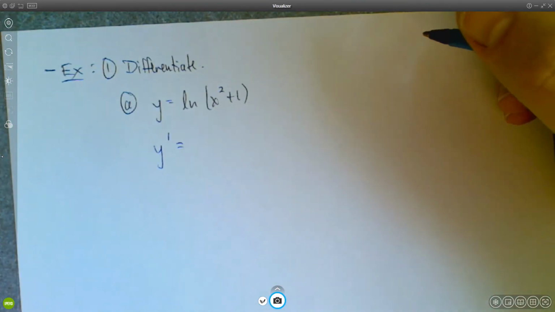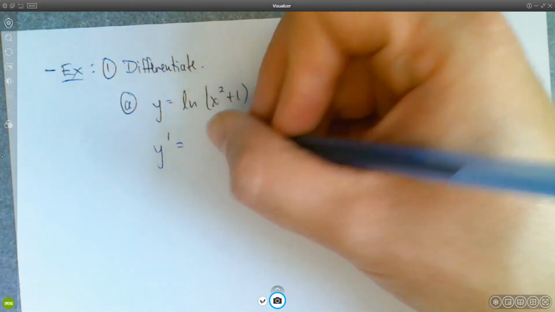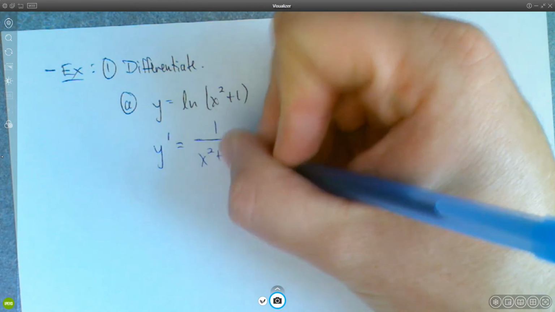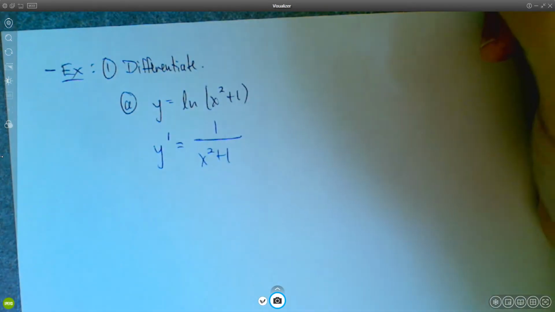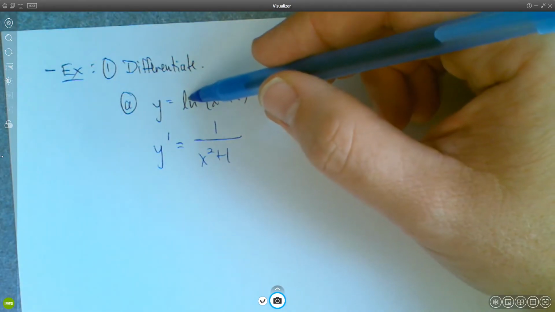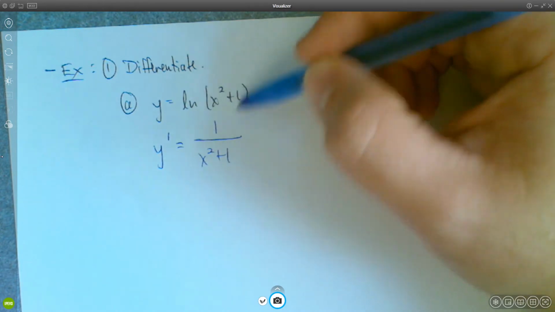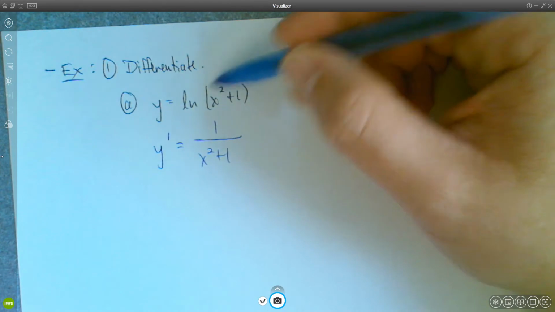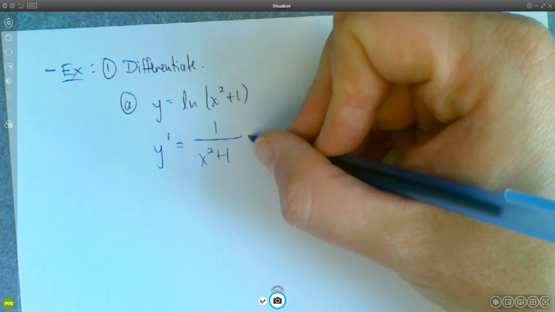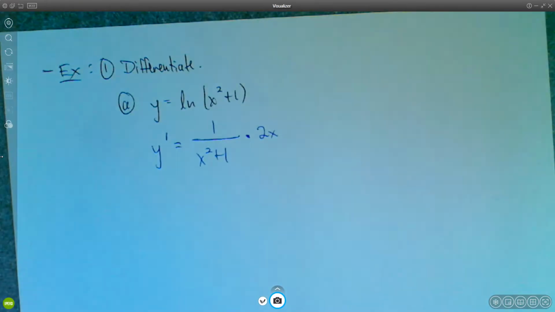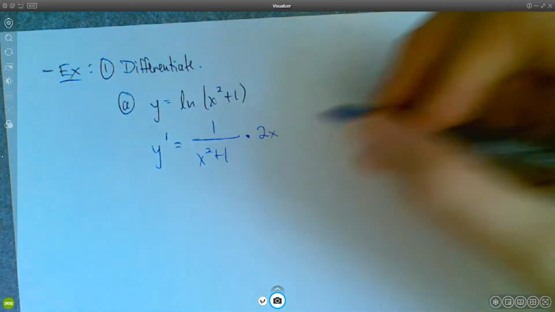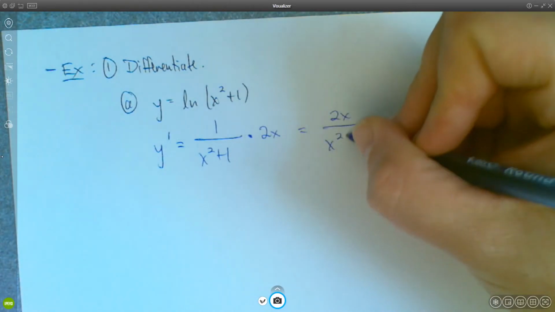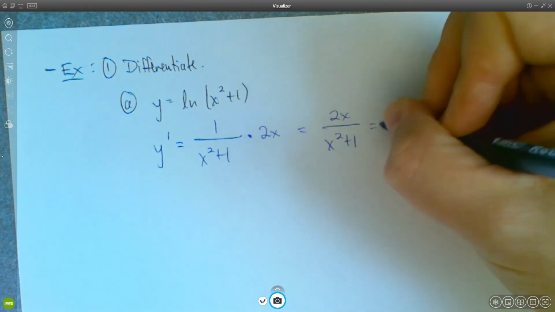What we're going to say y prime is, well, natural log, it's 1 over this stuff, x squared plus 1. But then don't forget your chain rule, right? Because this is a composition of the natural log function and another function inside of here. So we've got to multiply this by the derivative of the inner function. So this would be times 2x, okay? Or in other words, we could put the 2x up here, 2x over x squared plus 1. And there you go, right? That's the derivative.